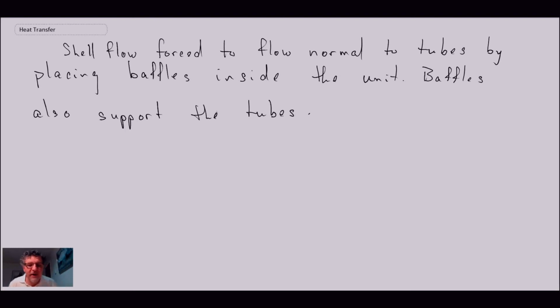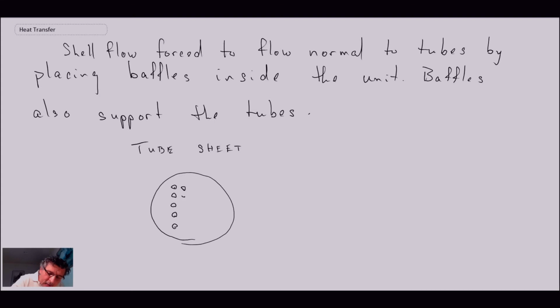So there we have shell flow forcing the flow normal to the tubes, as we mentioned, and we have baffles inside of the unit. They support the tubes. Now if you take a look at what the tube sheet looks like, the tube sheet will span obviously the entire cylindrical shell, and within the sheet itself we're going to have all these little holes drilled, and that is where our tube bundle is going to come through. And it'll go on. So that is what the tube sheet looks like.